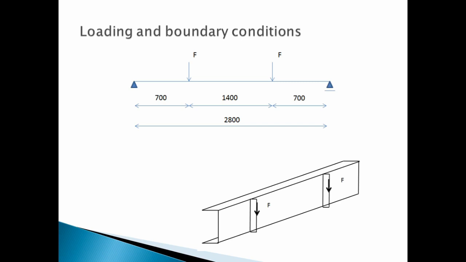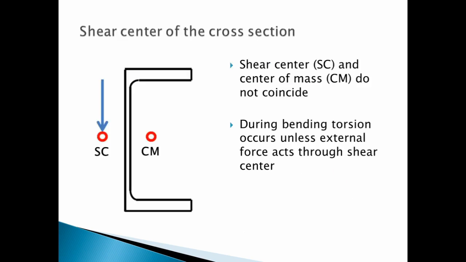On this lower picture you can see that I have some additional elements on the web. I will explain why I am modeling that way. If we look at the channel section, we can see that the center of mass and the shear center do not coincide. Because of that, if we apply force through the web or somewhere on the flanges, which will probably occur in real life, then we will get torsion as well around the shear center.